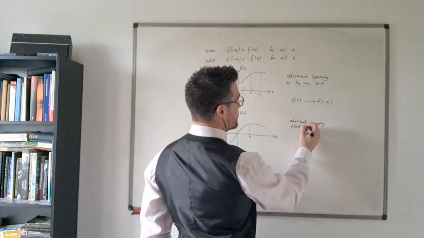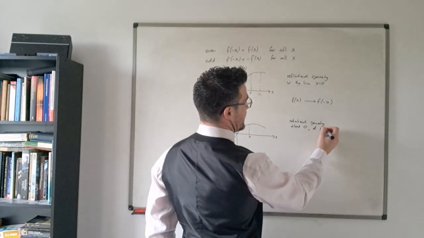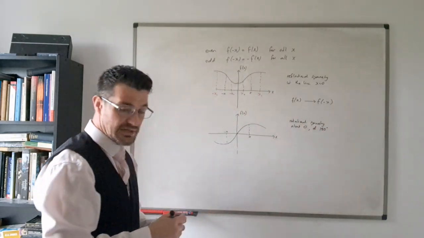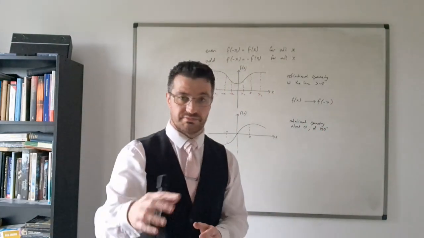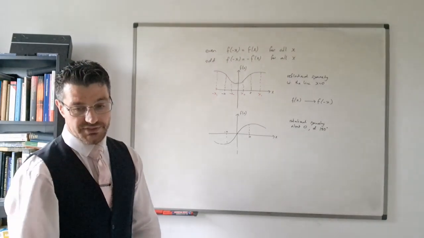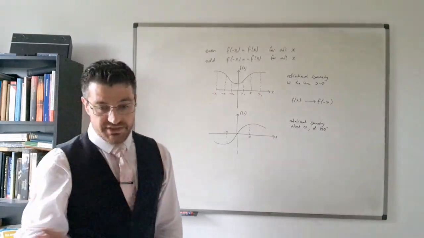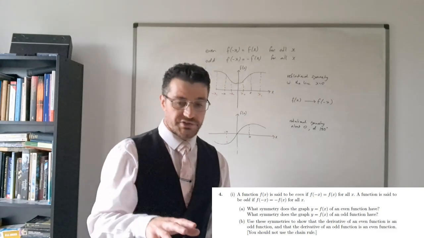About 180 degrees, pi radians, whatever. I'm choosing degrees because the rest of the problem involves degrees. Okay, so that's the first bit done. And then moving on to part B.